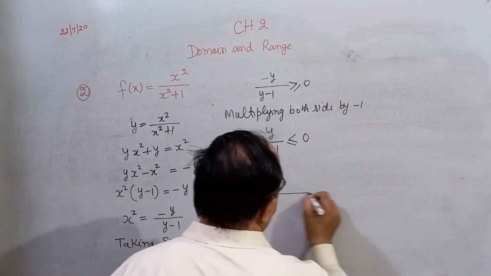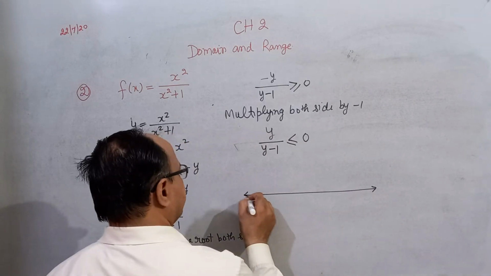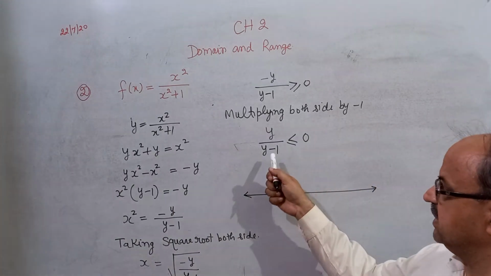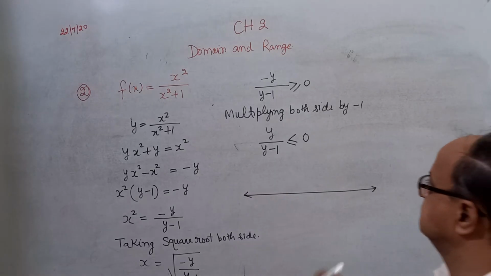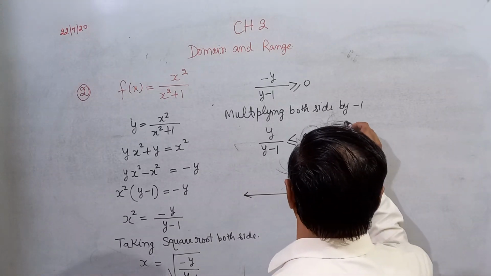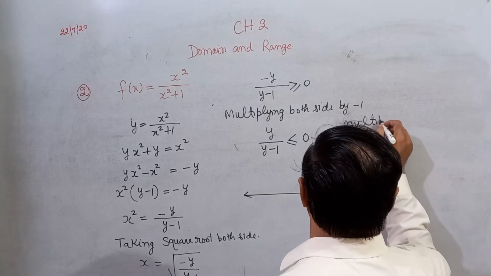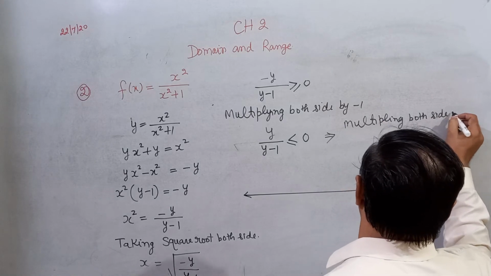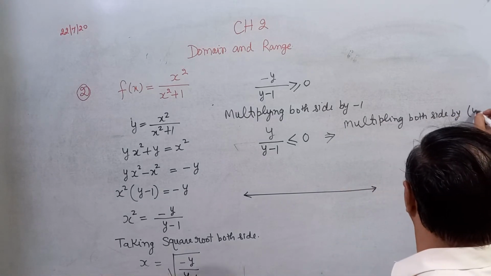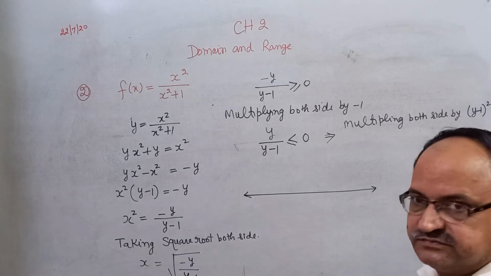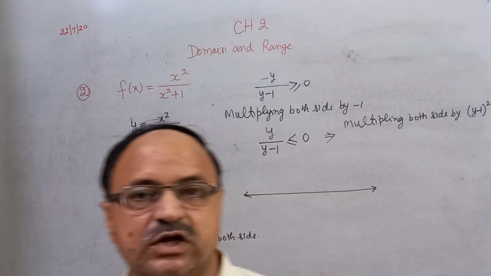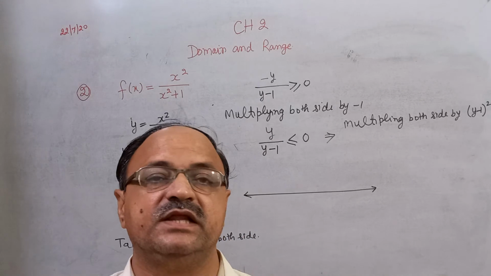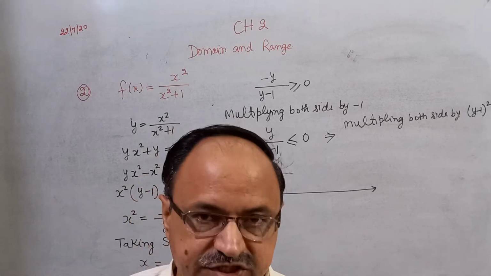So therefore, now multiplying both sides by y minus 1 whole square. Because y minus 1 whole square is a positive term, when we multiply both sides with a positive term, the sign of the inequality does not change. Clear?